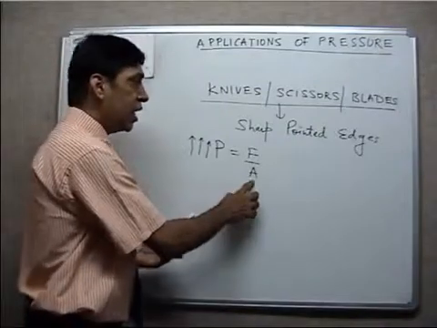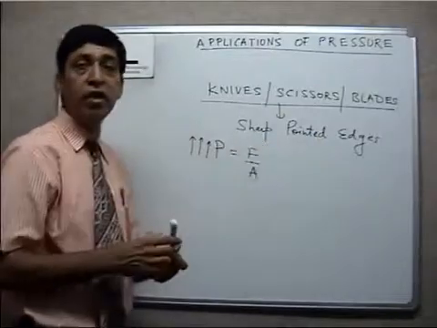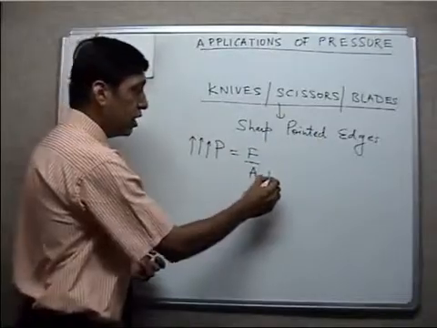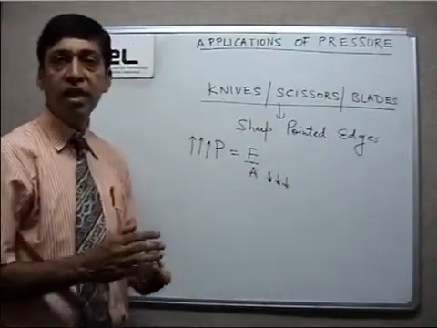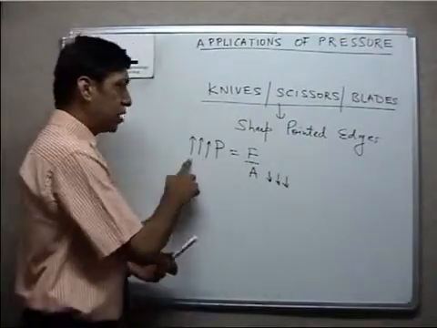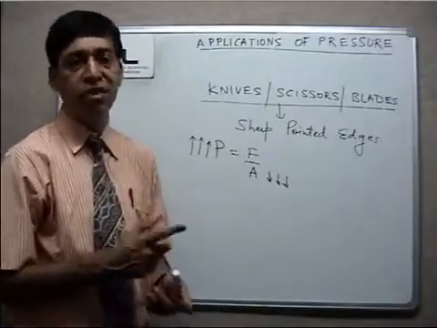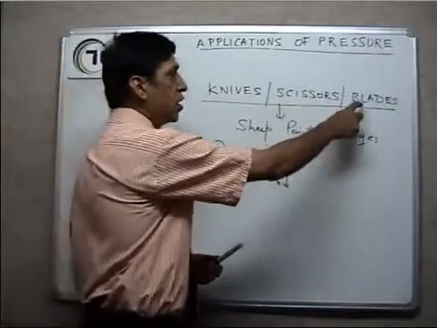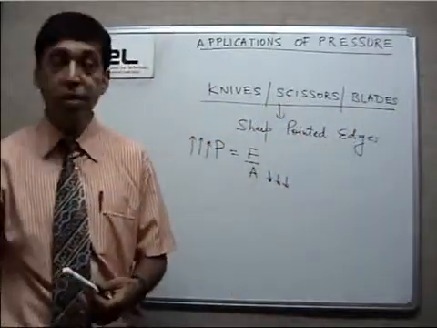To reduce this area, we make the edges very sharp and pointed. When the area gets reduced, the pressure becomes high so that it can cut vegetables and fruits. The same is the case with scissors and blades. Let us see the next application.